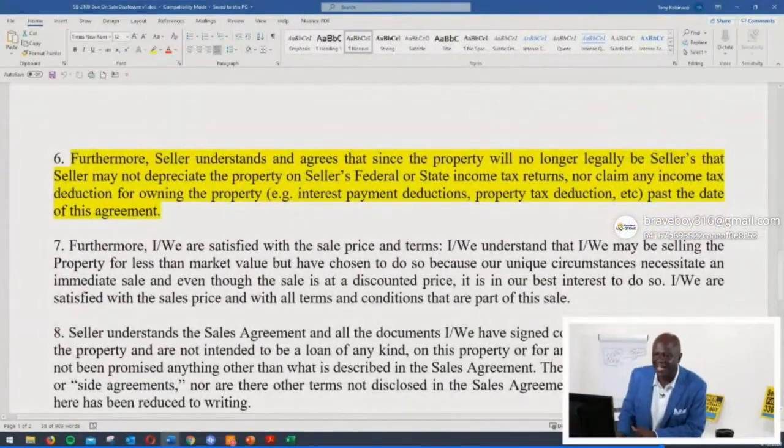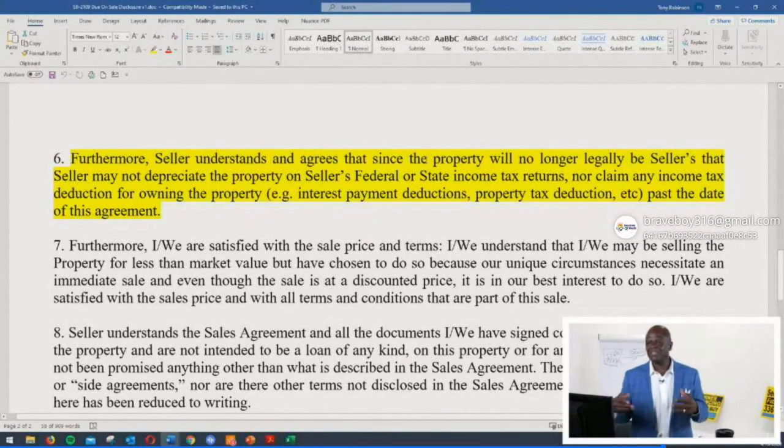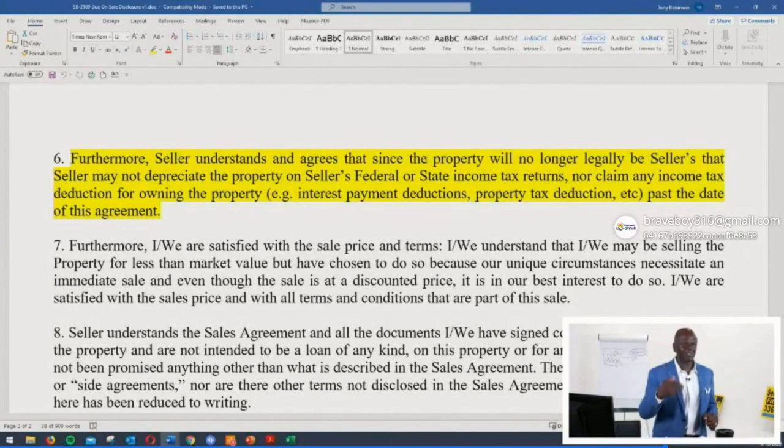Number 6, I have it highlighted and I want to touch on that a second. It says furthermore, the seller understands and agrees that since the property will no longer legally be seller's, the seller may not depreciate the property on seller's federal or state income tax returns, nor claim any income tax deduction for owning the property: interest payments, property tax deductions, anything else. Come back to me real quick. Guys, you're going to face this. The reason that provision is in the document is because of what's going to happen with some sellers. You're going to buy their property subject to.